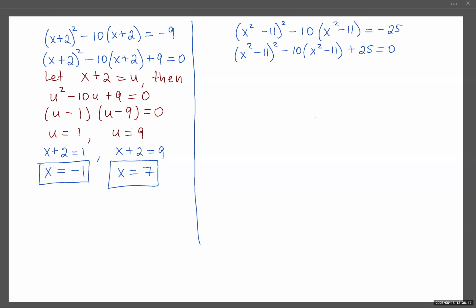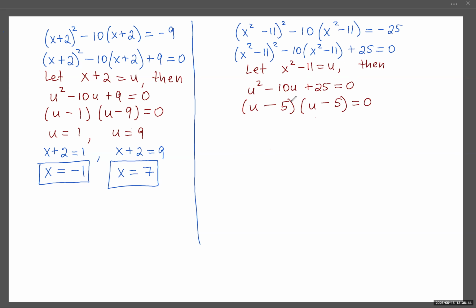Then go ahead and switch to u's. We're going to let x squared minus 11 equal u. Then our equation can be written as u squared minus 10u plus 25 equals 0. If you factor it, this is actually going to be minus 5 and minus 5 in both parentheses. So really, u just equals 5 at the end.